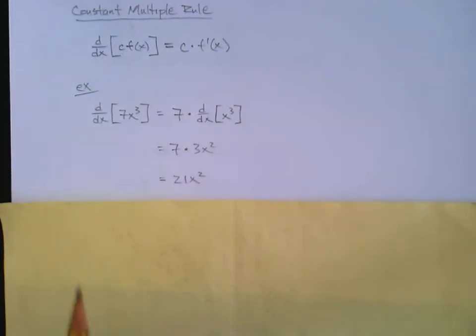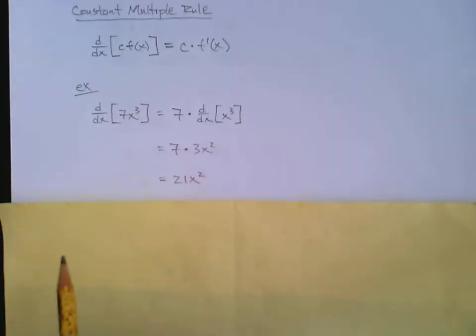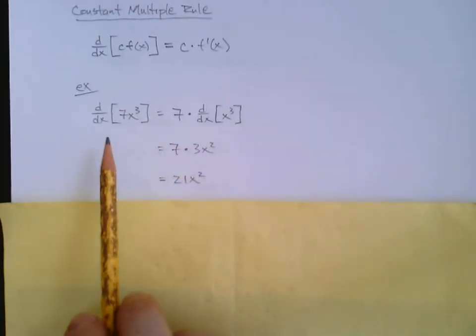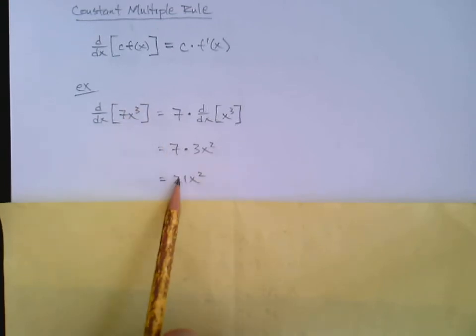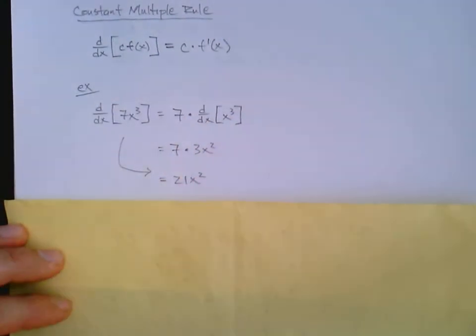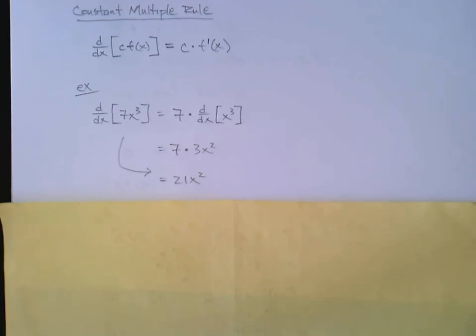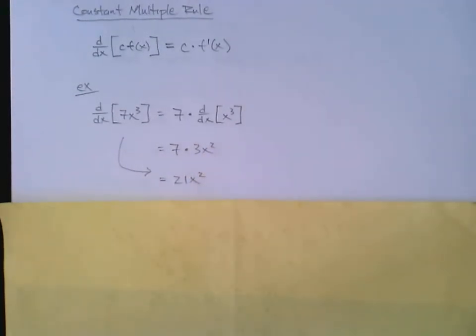There you go. I've really shown you all the nitty-gritty details here. Truth is, in practice, just think of it as the 3 multiplies down. 3 times 7 is 21. And the power drops by 1. So you won't actually show these middle steps. You'll just go straight to the end when we are doing problems in this section. But it's nice to see it broken down when you first learn it. Okay, that's the constant multiple rule.